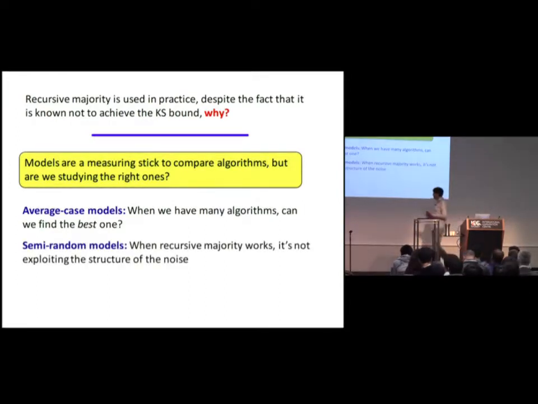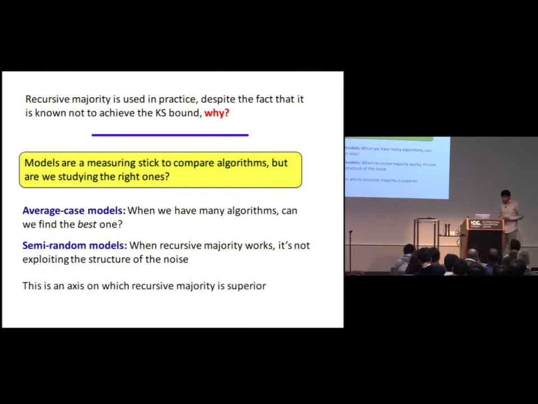So semi-random models, I think, are this beautiful gem which deserve to be better known, which give you a way of stress testing your assumptions. They allow changes to your model that sound like they shouldn't destroy the performance of your algorithm. But the real surprise is that a lot of algorithms that you prove guarantees for really do break under these types of changes that sound like they ought not to hurt. So this is actually an axis on which recursive majority is superior, so it can explain perhaps why people prefer these things.